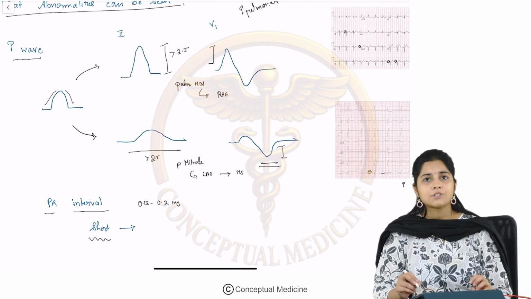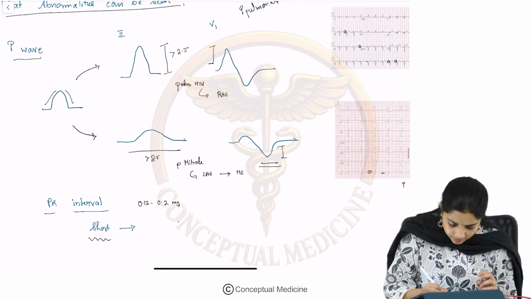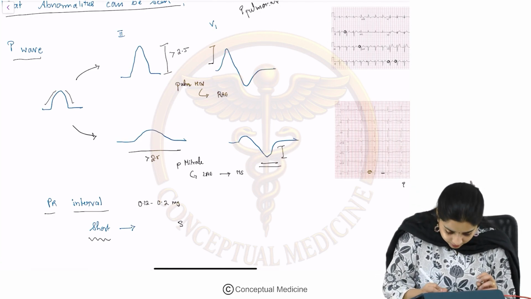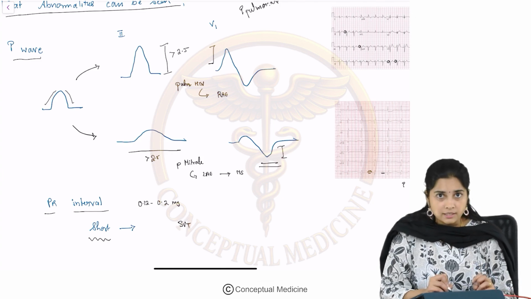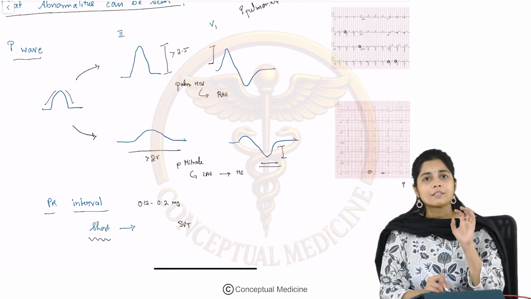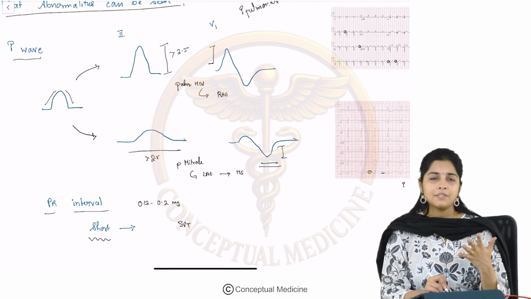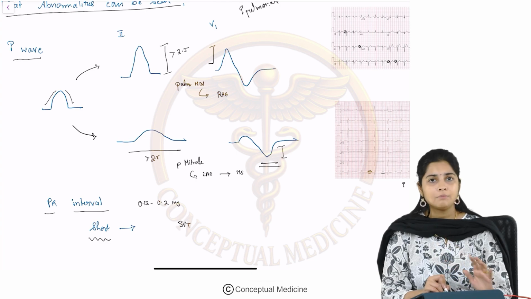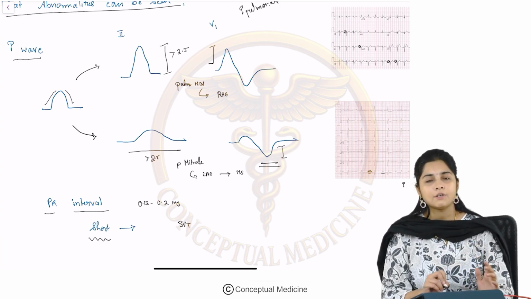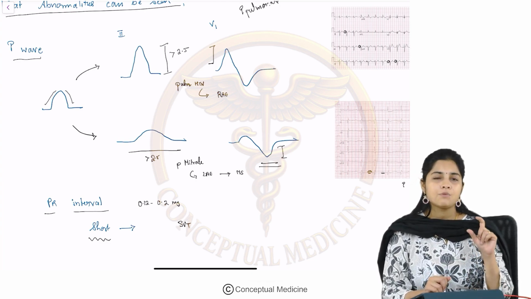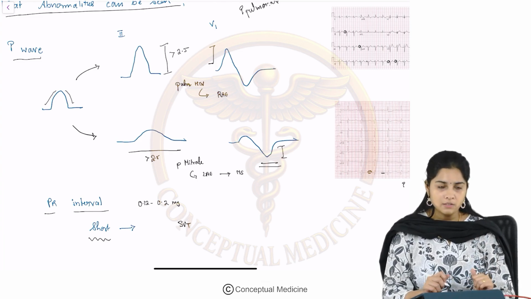Why are you worried about a short PR interval? Because this can be seen in tachycardias, especially supraventricular tachycardias. A short PR interval basically means that the patient is at an increased risk of supraventricular tachycardias, including WPW syndrome, and an increased risk of fatal arrhythmias. That is the reason why you should be focusing on your PR interval.